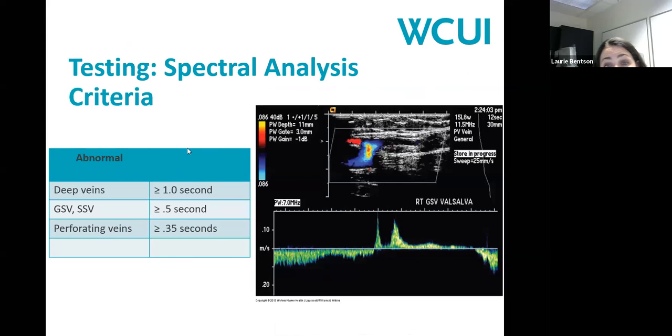So our diagnostic criteria for the evaluation of reflux in our deep veins, if it's greater than a second, it's considered reflux, valvular insufficiency. And then within the greater saphenous vein and the short saphenous vein, if the reflux is greater than 0.5 seconds, it's considered abnormal. And then in the perforating veins, if it's greater than 0.35 seconds, it's considered abnormal. That's the criteria that we're using.